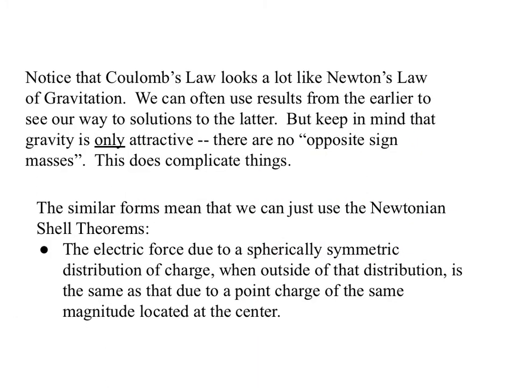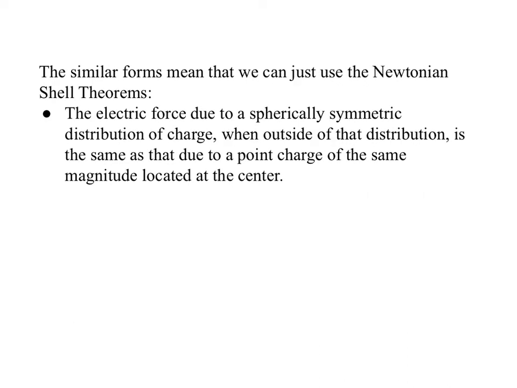Notice that Coulomb's law looks a lot like Newton's law of gravitation. We can often use results from the earlier to see our way to solutions to the latter. But keep in mind that gravity is only attractive. There are no opposite sign masses. There are no negative masses. And this does complicate things. The similar forms mean that we can just use the Newtonian shell theorems.